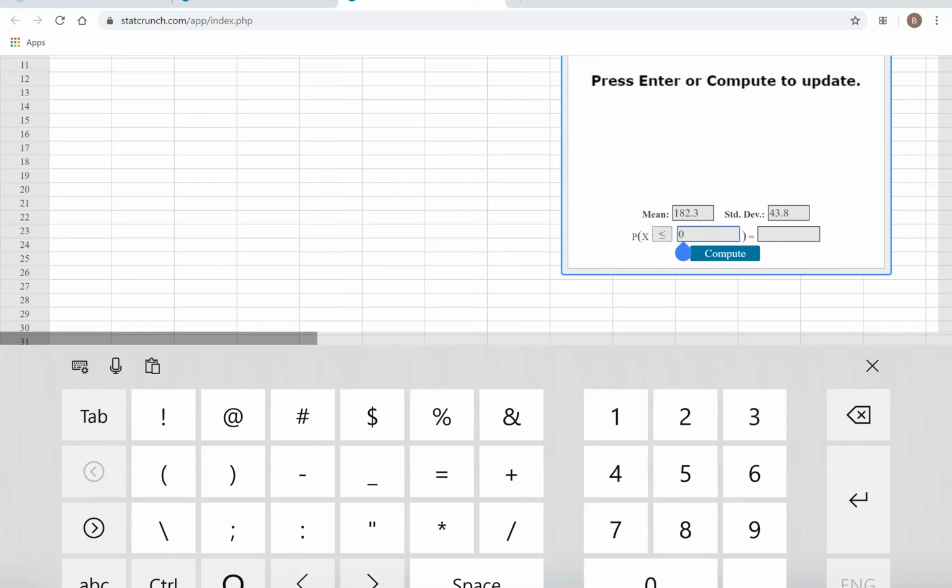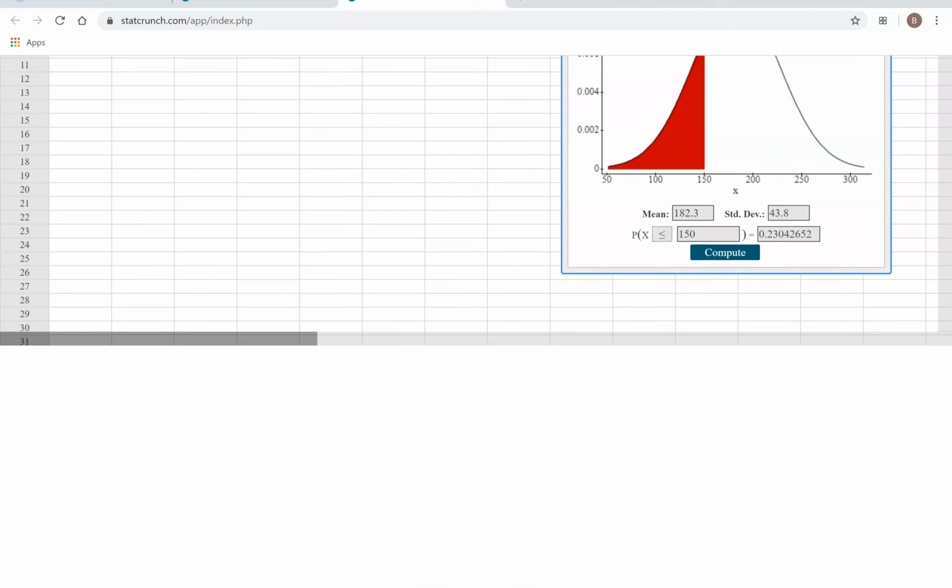And I wanted to know the probability that we're greater than 150. All right, and so it tells me that the answer would be, I don't know why the screen is all up like that, but 0.2304. So let's just say 0.23 would be the probability there.